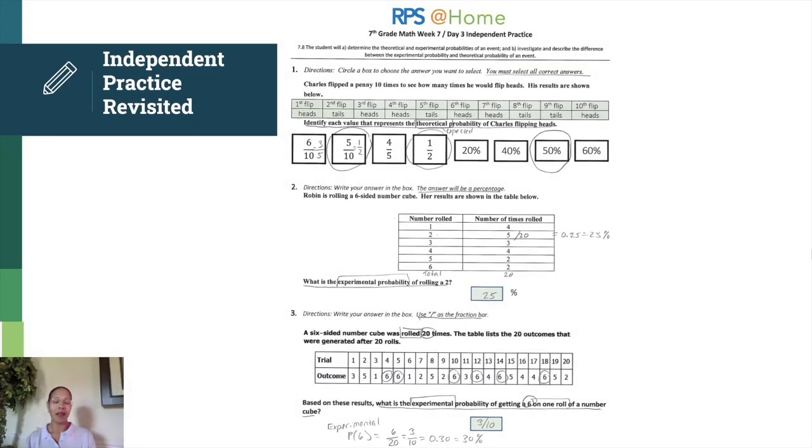We will begin by reviewing our independent practice from yesterday when we learned about how to determine the experimental probability of an event. So take a few moments to check your answers on your independent practice. You can pause your video now.